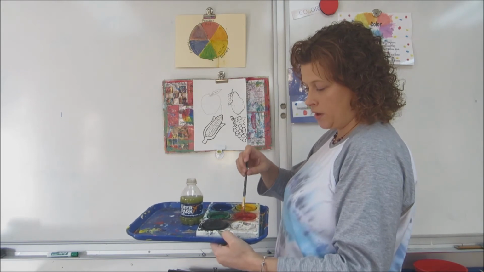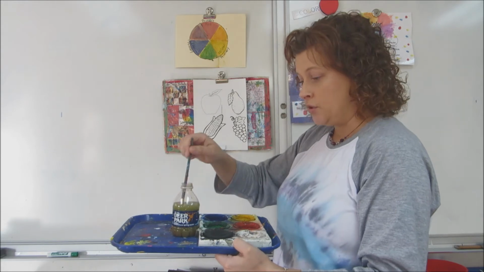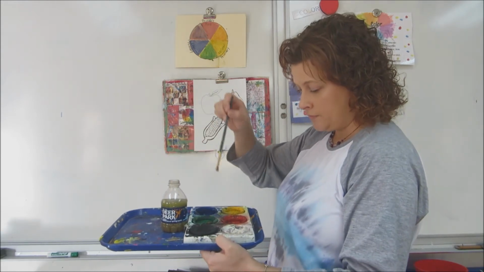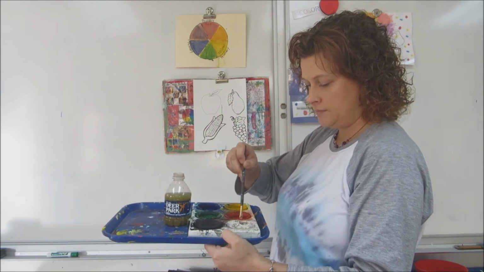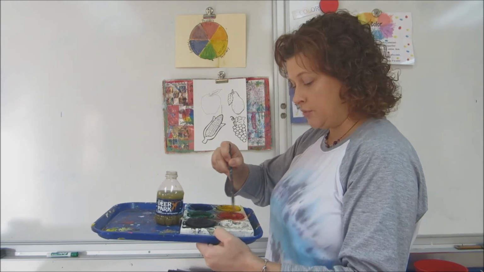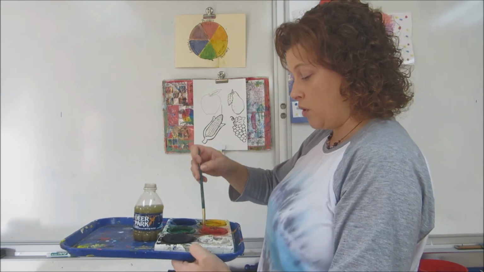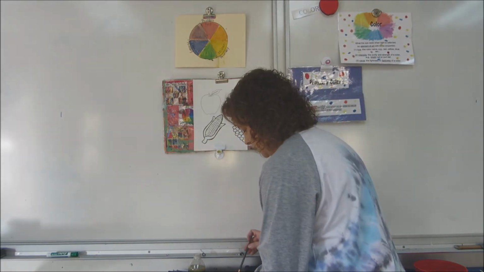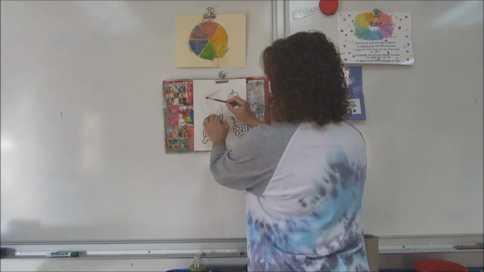I've already got some water in here, but when you get yours, they will be dry. So you'll have to dip your brush into some water and stir it up a little bit into your paint. I've already been painting and practicing a little this morning, so mine's already wet, but you'll need to add water to yours with your brush. So there's my red. I'm going to gently paint my apple.